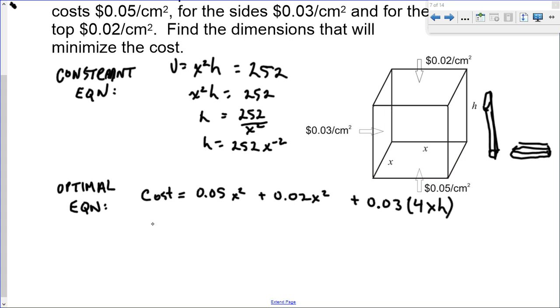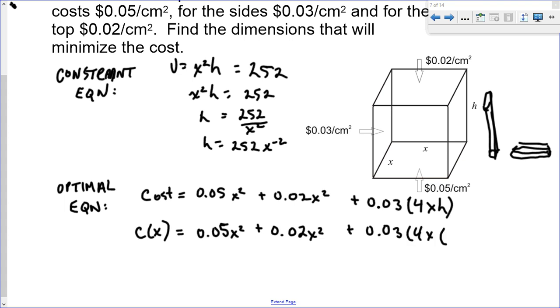Okay, so can I turn around and write that as a function of cost in terms of x? Well, I sure can. I don't have to change this one. On my next line, I'm going to add these two together. They're common terms, so I'll do that in a sec. And I want to just substitute here for h, and we found that to be 252 x to the negative 2.